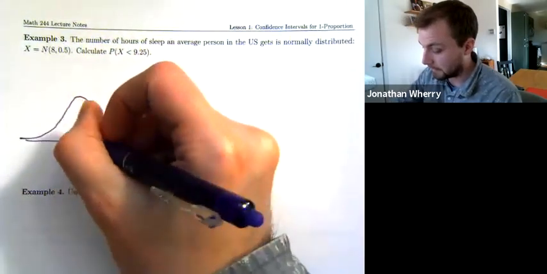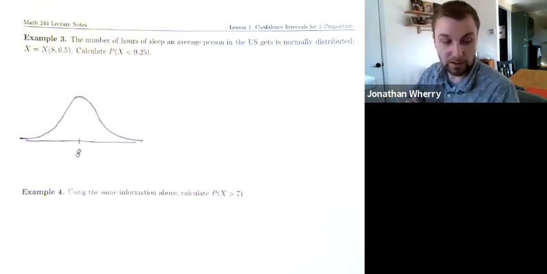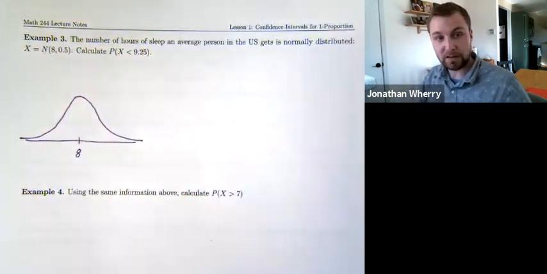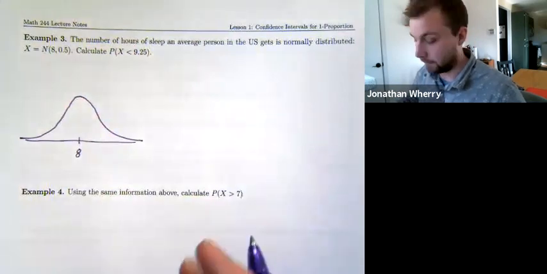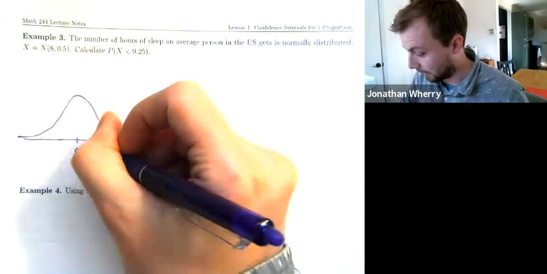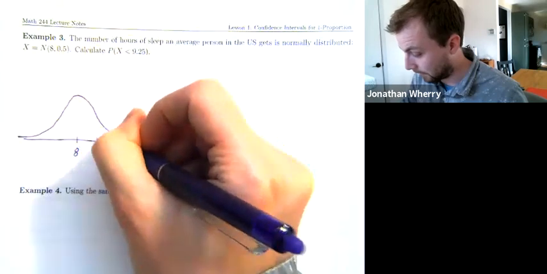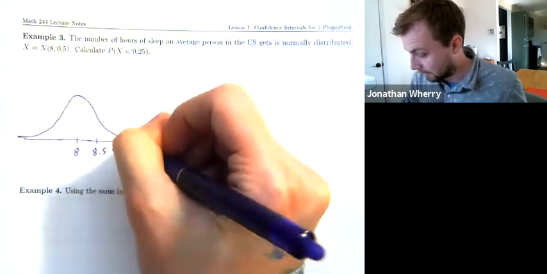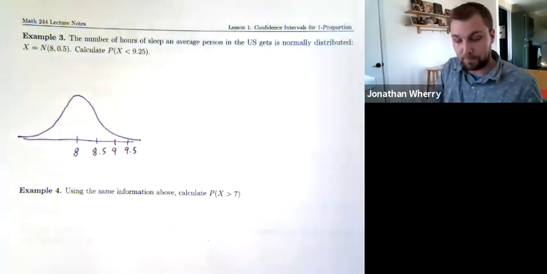First number, 8, that's the average of my distribution. I'm putting an 8 there. And my standard deviation is 0.5, so I'm going to count by 0.5. So that's 8.5, that's 9, that's 9.5.